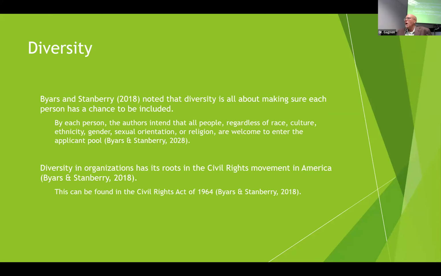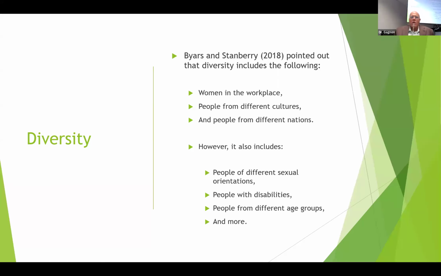Absolutely. Good question. Diversity in organizations has its roots in the civil rights movement here in America. In other countries, it'd be founded in other things. It can be found in the Civil Rights Act of 1964. The textbook also pointed out that diversity includes the following: women in the workplace, people from different cultures, and people from different nations. I put that because in one nation, we could have multiple cultures.